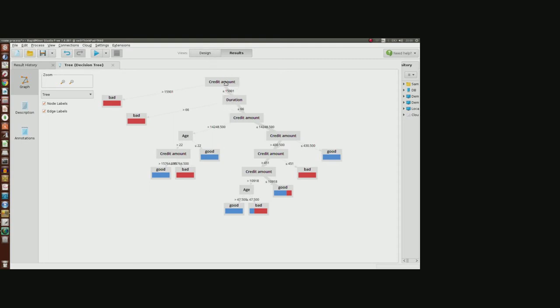What this says is that if your credit amount is more than 15,900, then you're a credit risk. If it's less than that, but you've had it for more than 66 months, then you're also a credit risk. Now there's another split on credit amount. So you can see there's a few splits on credit amount, which means we're overfitting because this should probably be a linear relationship. But anyhow, on this side here, it's now splitting by age.